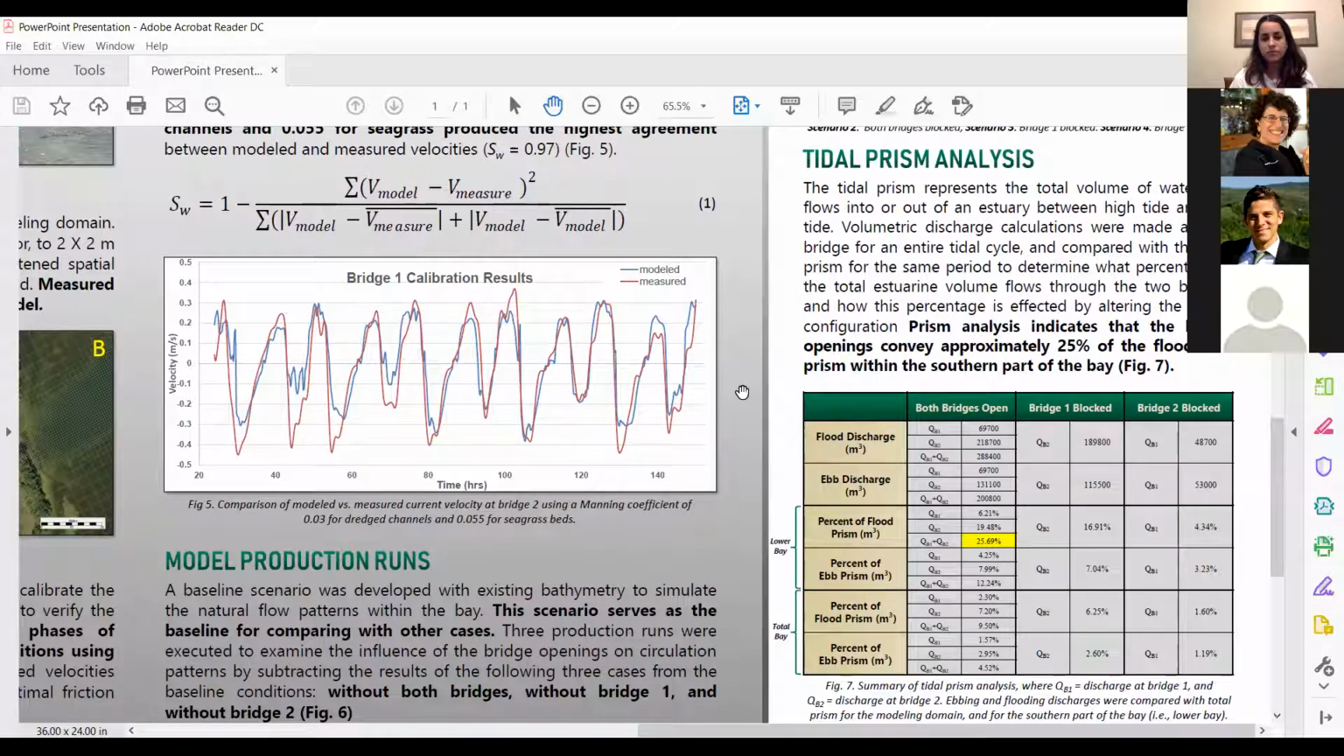And you can see here, highlighted in yellow, 25% of the water that flows into the estuary during the flood tide is actually going through those bridges. So that's a pretty significant figure. It shows us that these bridges play a very, very important role in circulation within the estuary, and it helps to validate the entire infrastructure project. So we were pretty happy with those results.